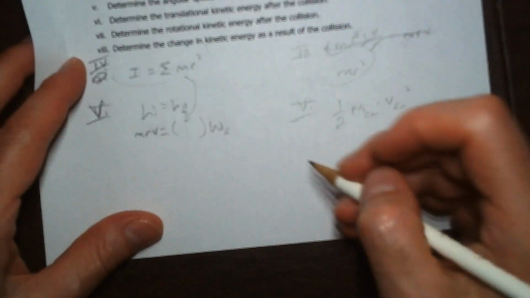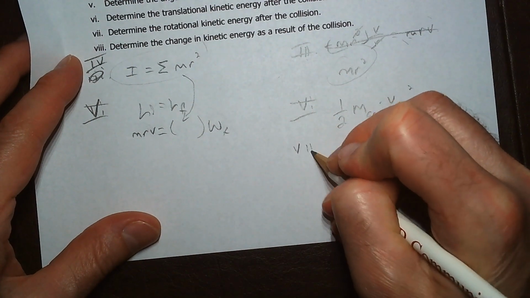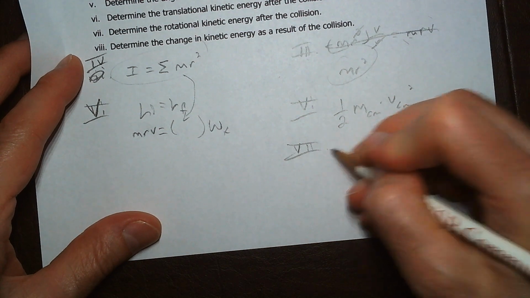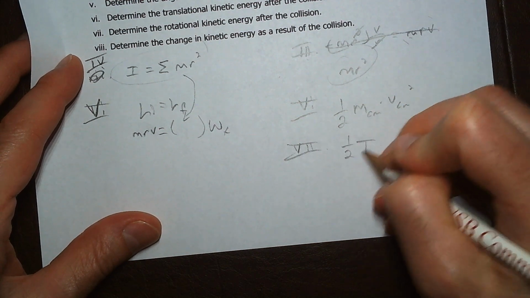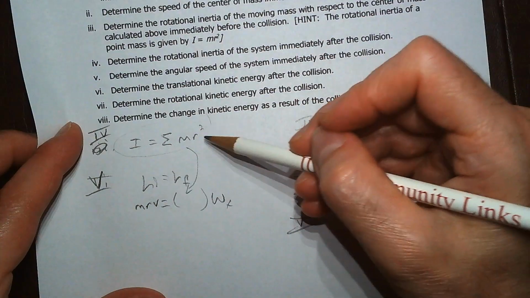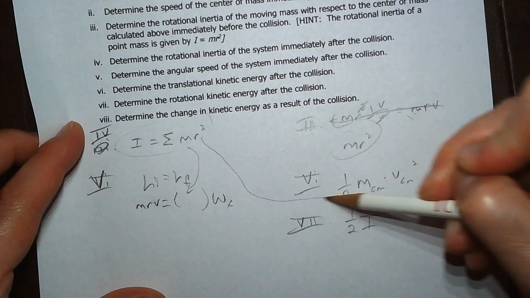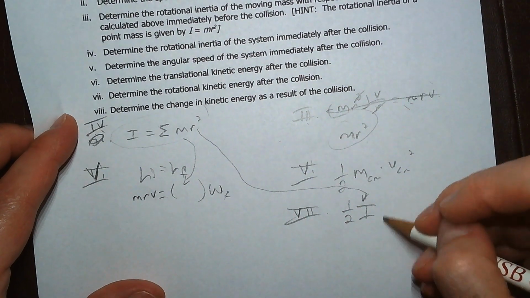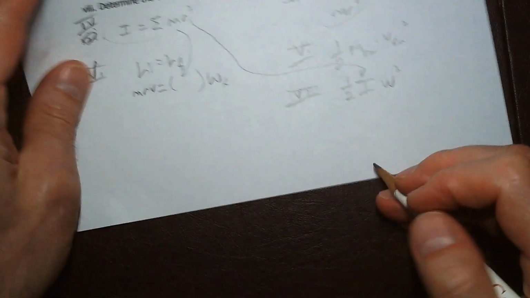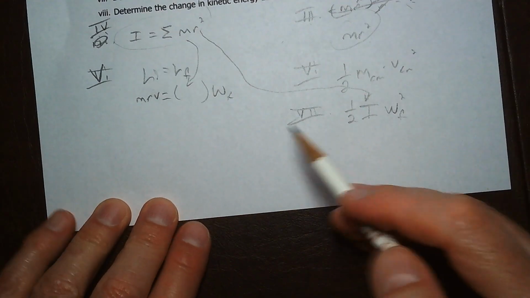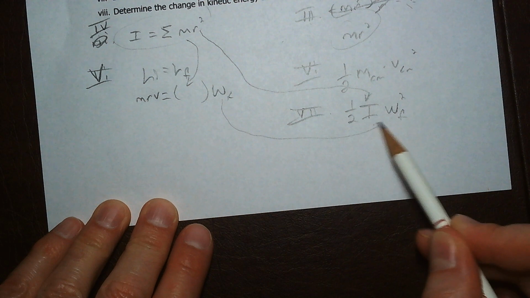Rotational energy after. Okay, so VII, that's going to be equal to 1/2 I for the whole system. So again, it's this amount here for the whole system, times omega squared. Well, this omega here is going to be the final angular speed that we found.